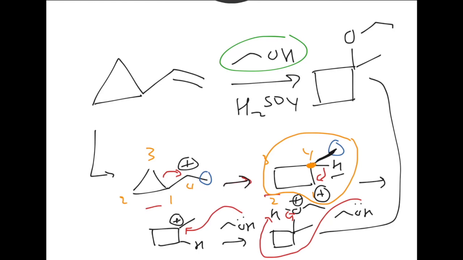So you can just think of it as: it's harder to bring two different molecules together. That's slower than having the molecule react within itself. So that hydrogen moves faster than the ethanol has a chance to add.